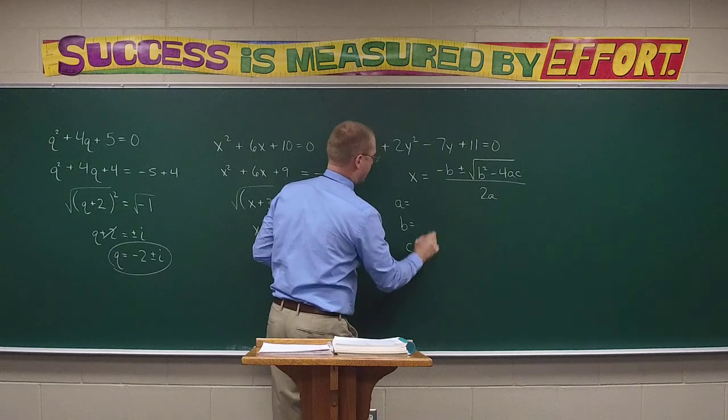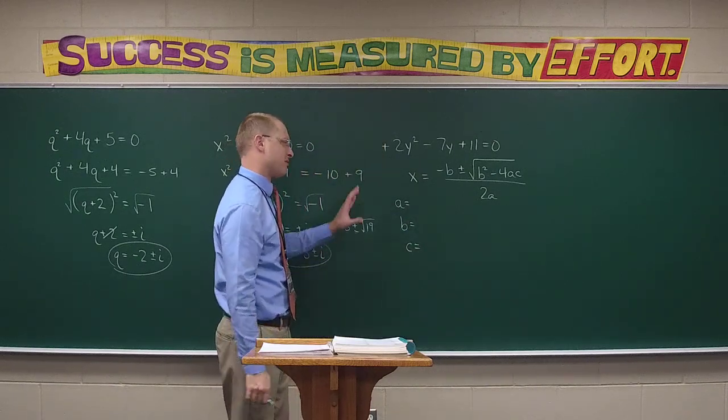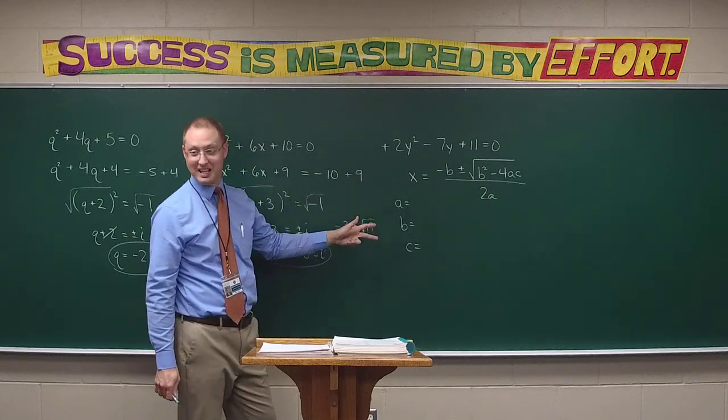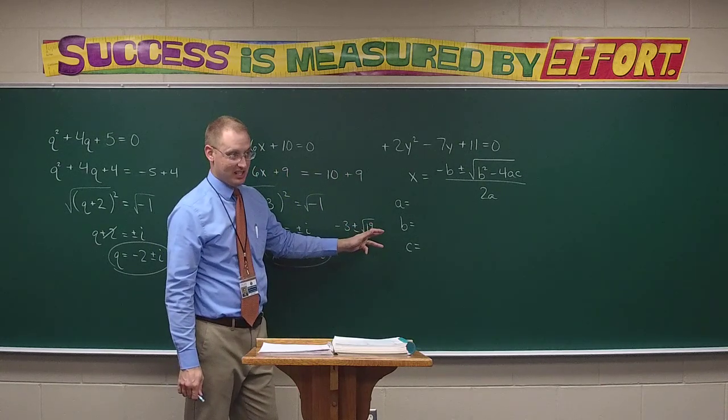We can take a look at the end and see what we would have done if the a were negative, but it's really going to help you out if you change all the signs. So, what are my a, b, and c?